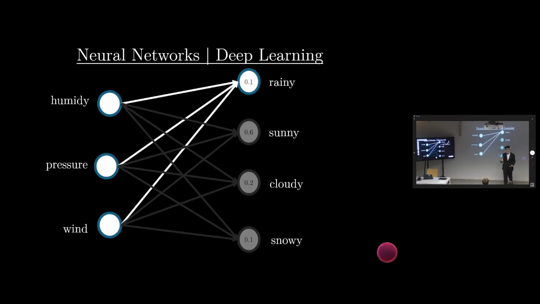The problem is that, if you notice, the output is always a linear combination of the inputs. I still didn't solve the problem of machine learning. I still always have a linear relation between my inputs and my outputs.